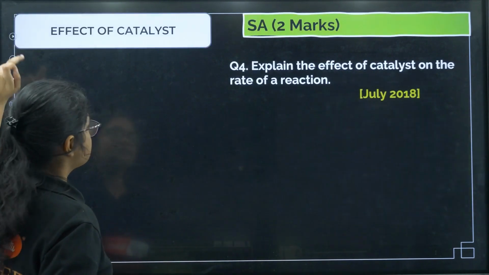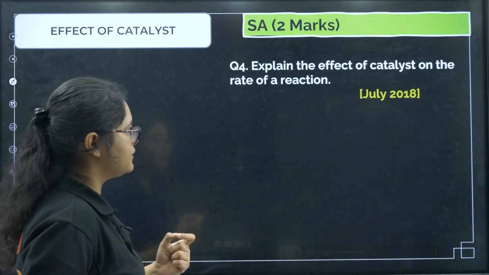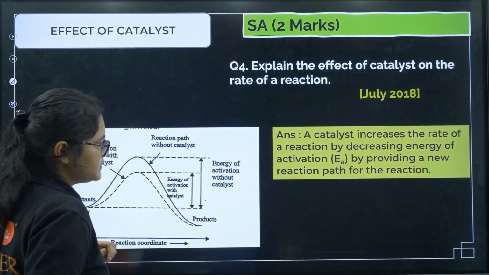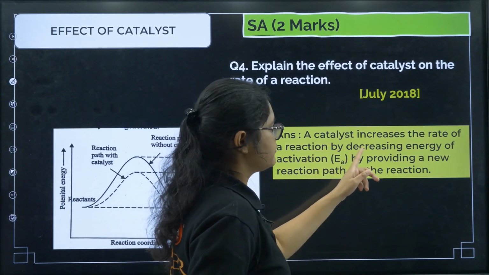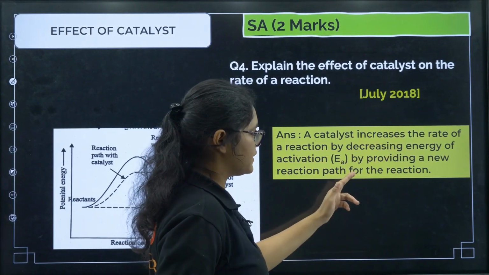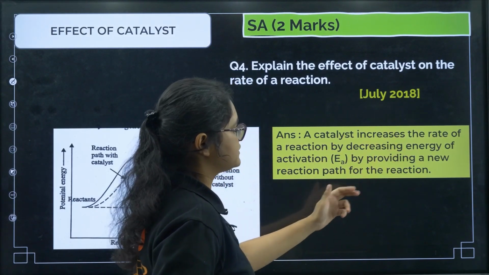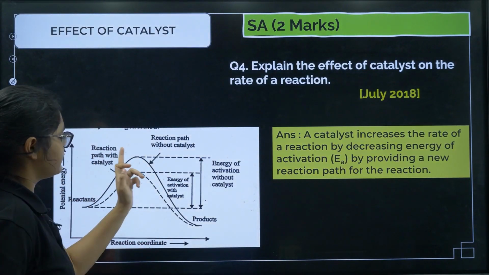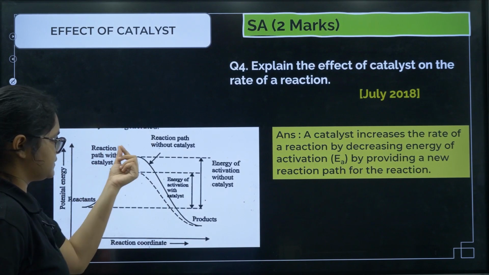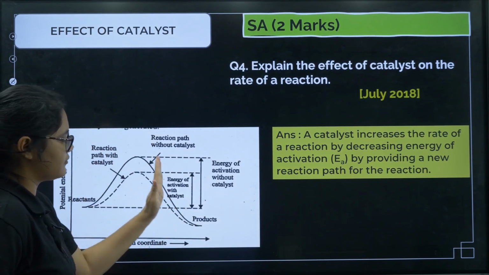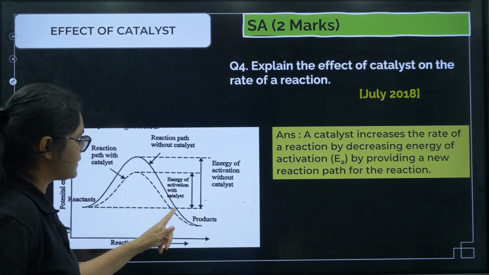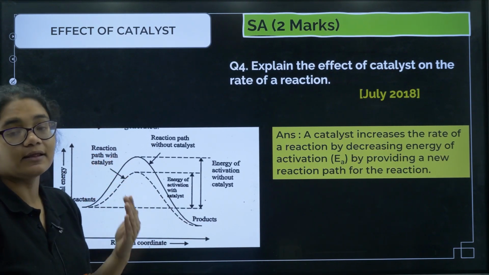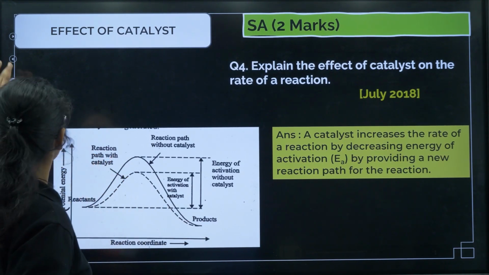Next we have, explain the effect of catalyst on the rate of a reaction. So generally what happens, a catalyst increases the rate of the reaction by decreasing the energy of activation or by providing a new reaction path for the reaction. So you can see here, this is the graph of the reaction when there is no catalyst, and when we use a catalyst the activation energy decreases, and that is why the rate of the reaction increases.